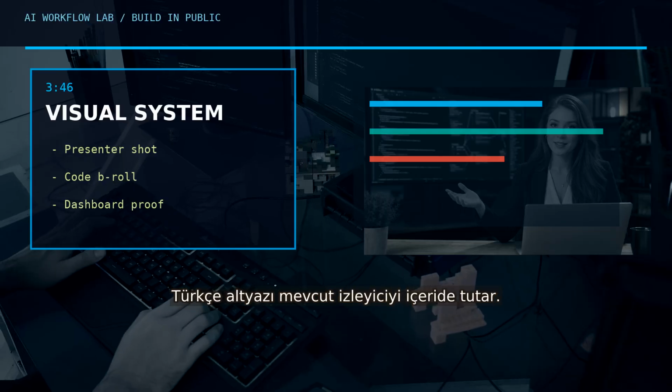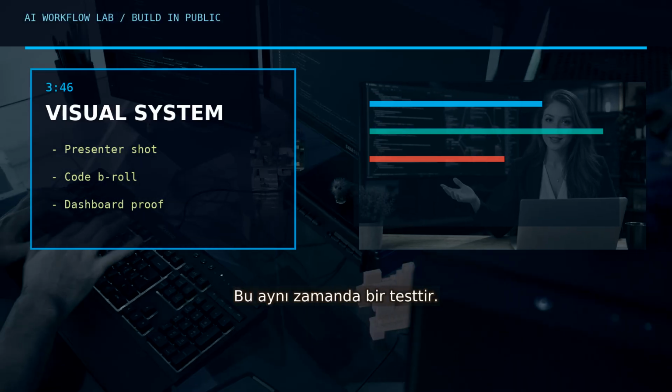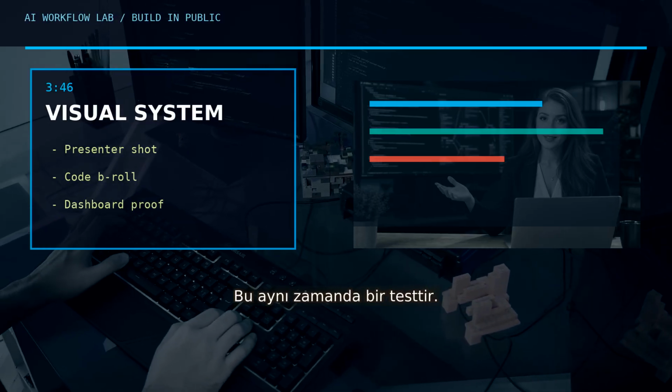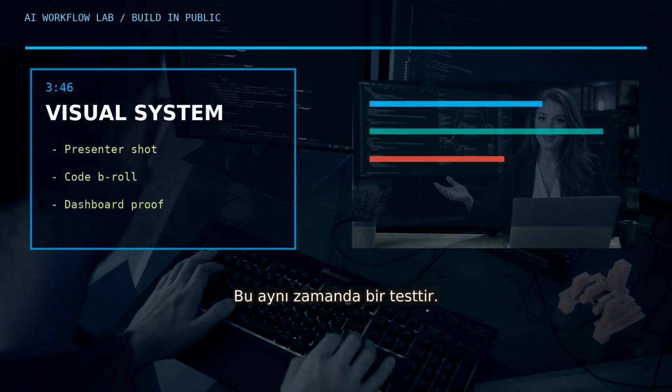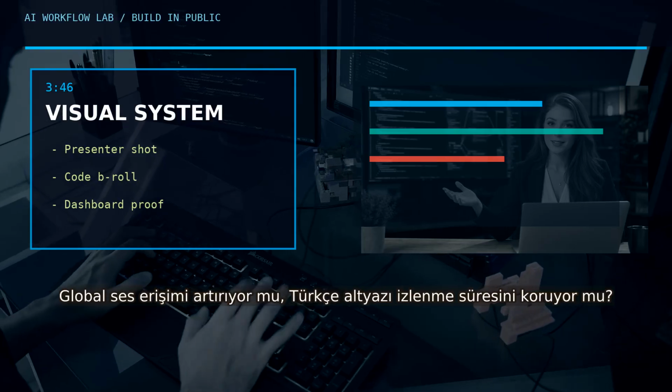Visual system. The visual system should not be decoration. It should help the viewer understand the workflow. For the opening, I use a generated AI engineer presenter shot. Then the video moves into code B-roll, automation dashboards, file pipelines, and upload states.